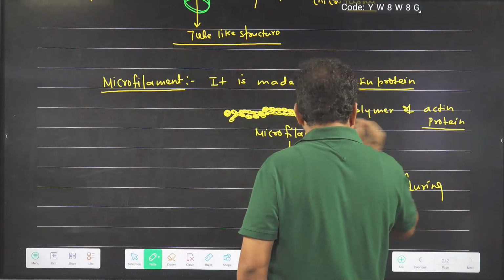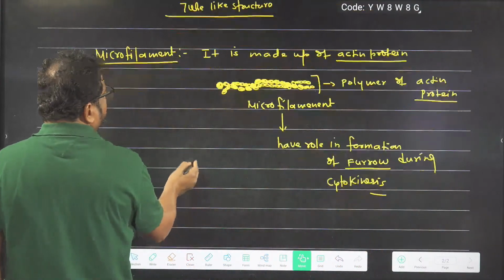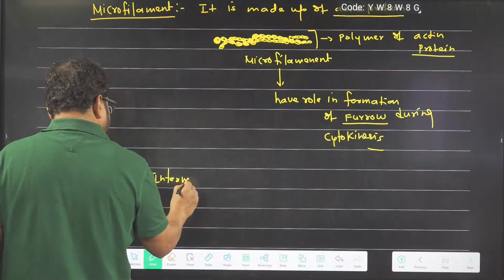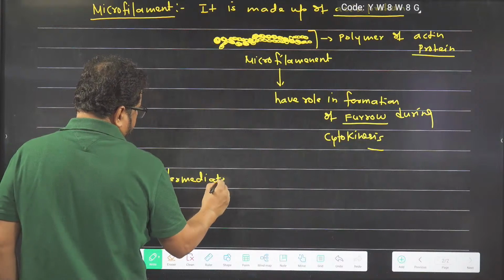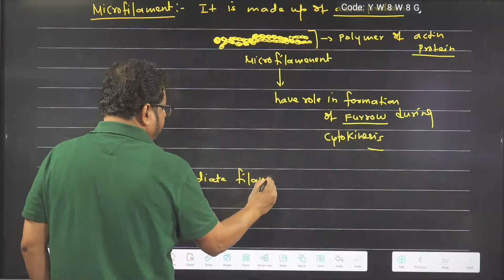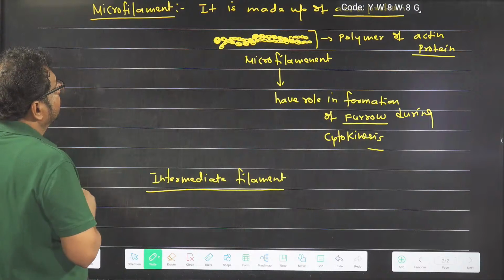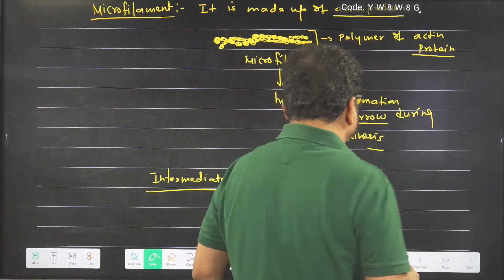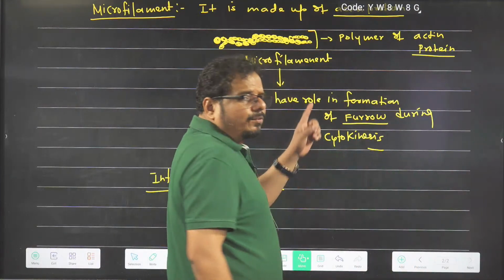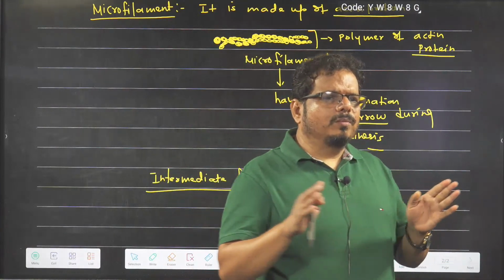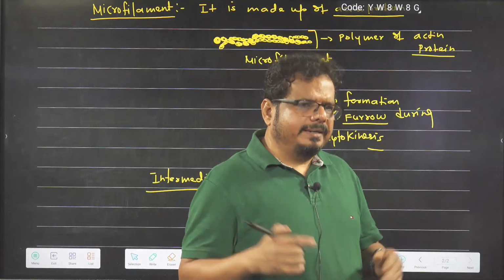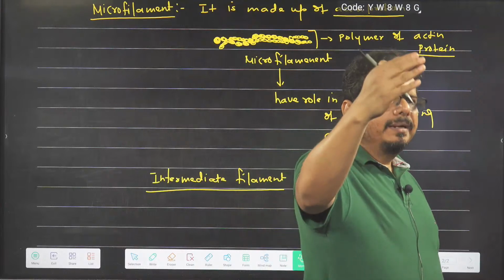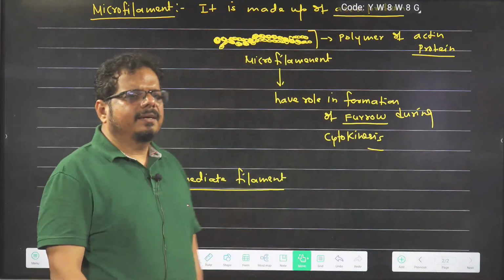Polymer of actin protein. Now the third structure I am going to tell you about is intermediate filament. So you got about the microfilament. Any problem in microfilament? Function of microtubule: it is forming a spindle fiber. It has a role in locomotion, motility. Why does it have a role in motility? You studied that cytoskeleton has a role in motility. Motility means movement, because it is present in cilia and flagella. Are you getting the idea?